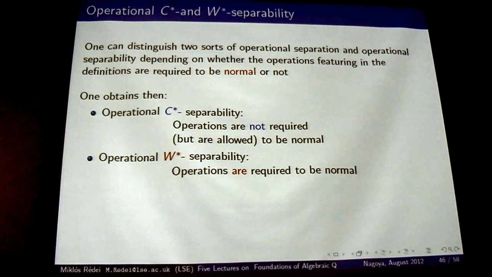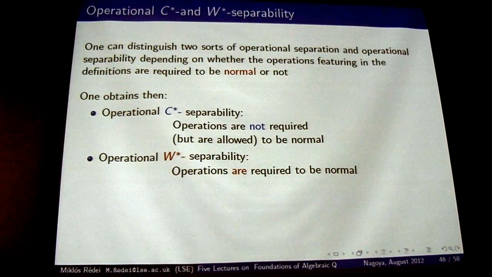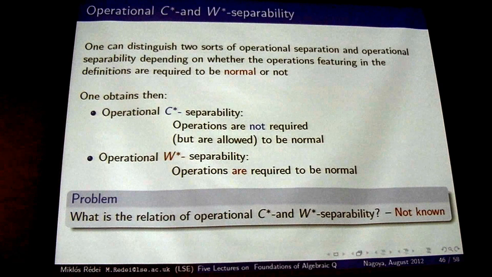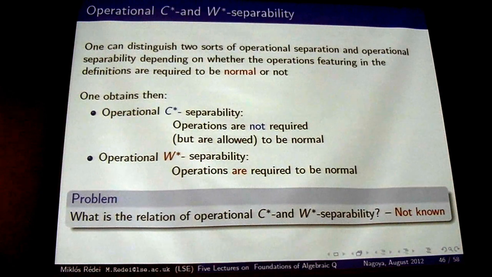Now, a small remark, of course one can distinguish operational separability in the C star sense and in the W star sense, depending on whether you require the operations to be normal or not. So you have two sorts of operational separability, the C star and the W star. And the question is, what is the relation of them? I don't really know what the answer to that is. Are they equivalent? Are they not equivalent? I don't know. This is relatively new, so I have not been able to say anything about it.